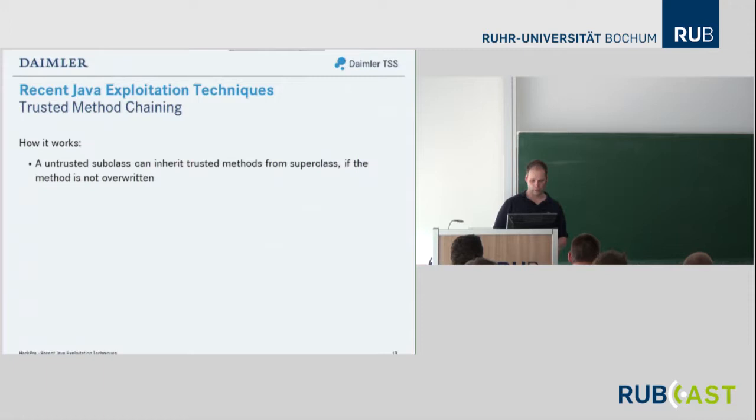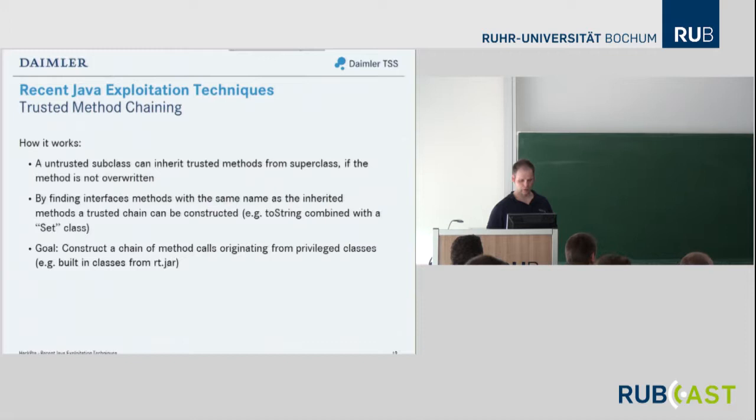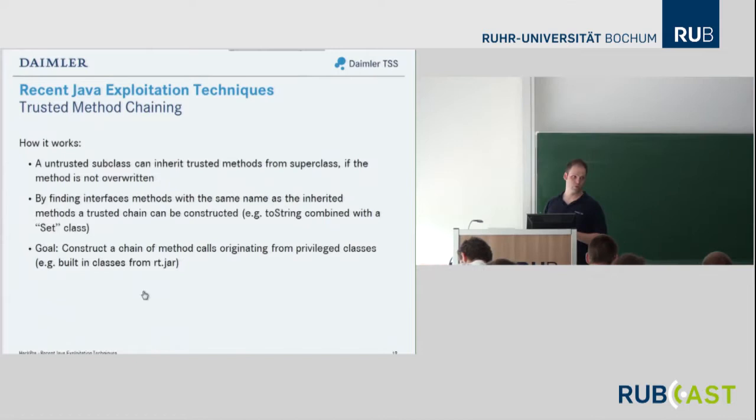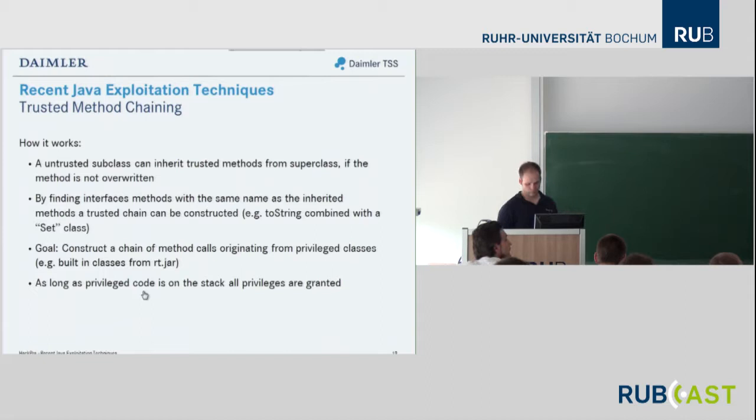And how it works? Okay, I already told it to you. So the goal is to find interesting classes in the RT where you can find this nice combination where you subclass a class, maybe implement an interface, for example, and then get the interface method executed by a trusted thread, like the AWT event thread, which is doing all the GUI rendering. And how it works in detail we'll see in the first exploit.